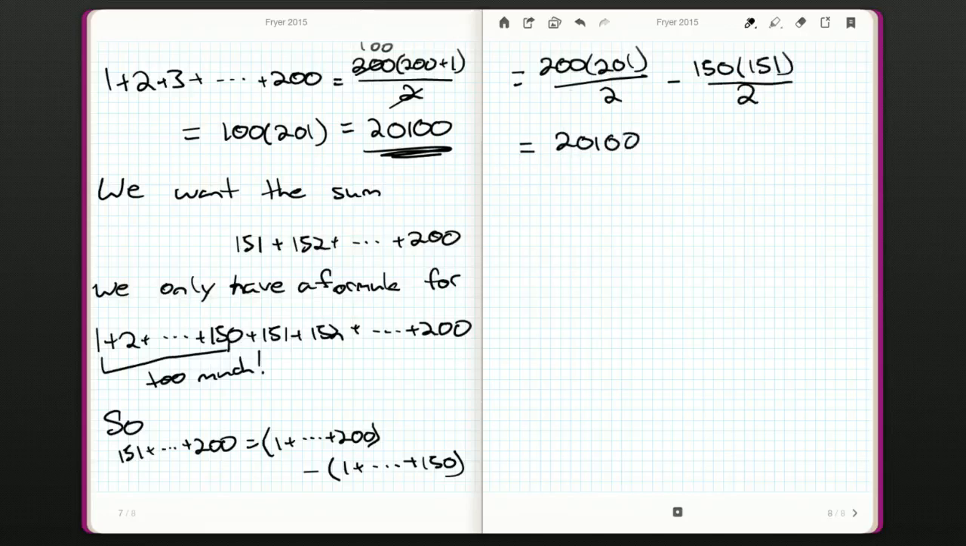And we know this is 20,100. How about the other one? 150 times 151 divided by 2. Well, I know 150 divided by 2 is 75. And so you can work out the rest by hand or by calculator. You get 11,325. Okay, and all we need to do now is subtract those two. 20,100 minus 11,325. 8,775.